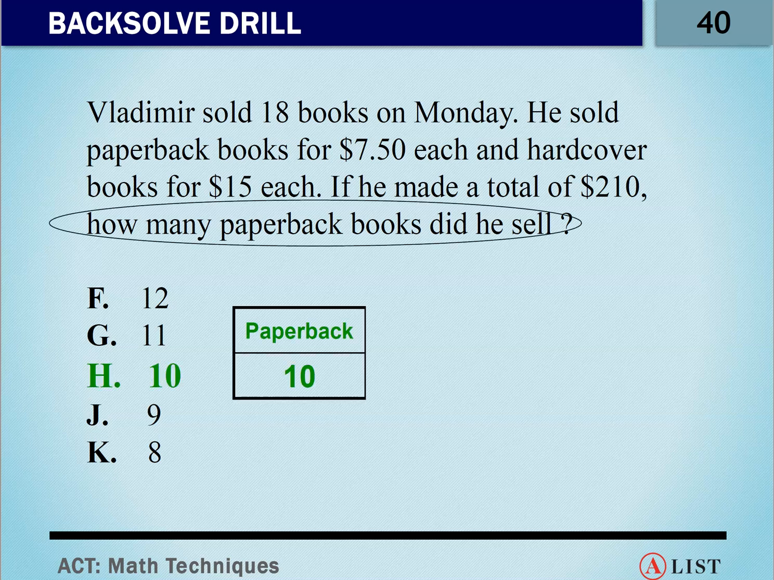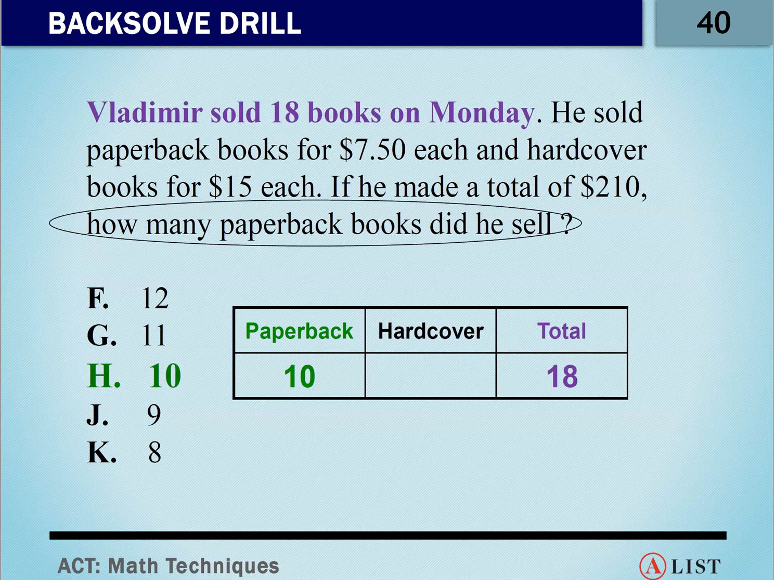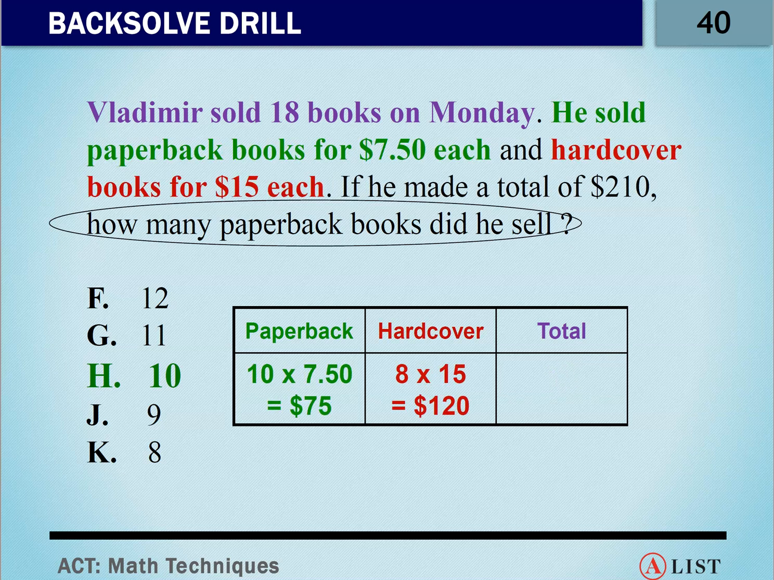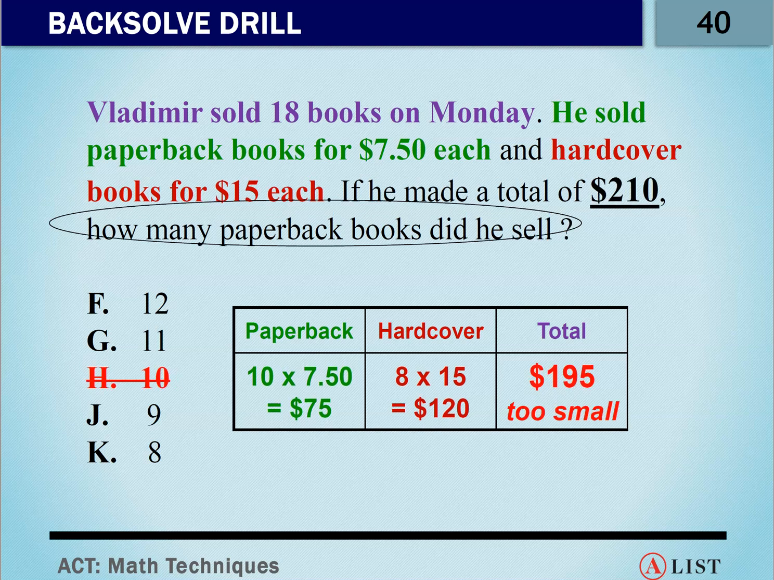So let's start with 10. It's asking for how many paperback books, so we'll start with 10, which is our middle number. And that means if we sold 18 books, there were 8 of them that were hardcover. Multiply by their respective prices, and we get that together. That's only 195. So that doesn't work. That's too small.